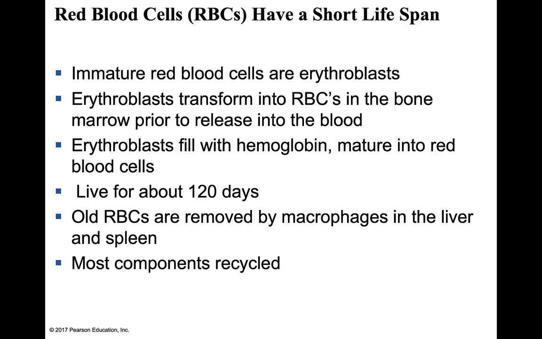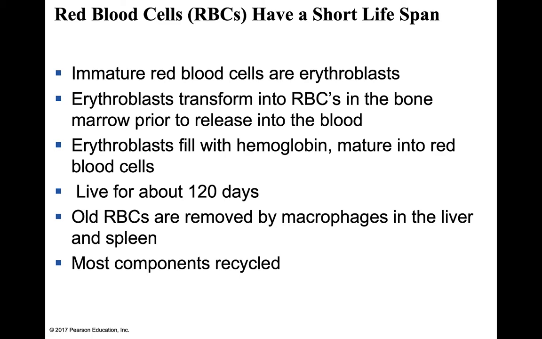Now, immature red blood cells are called erythroblasts. And as noted in the previous slide, this transformation into red blood cells occurs within red bone marrow. And so as they're maturing and developing, these erythroblasts actually fill up with hemoglobin and then mature into red blood cells. And as noted before, prior to being released, they lose their nucleus and other organelles. The lifespan of a red blood cell is about 120 days.